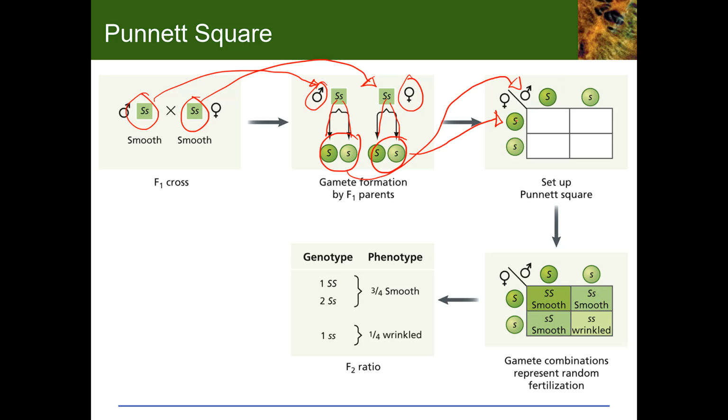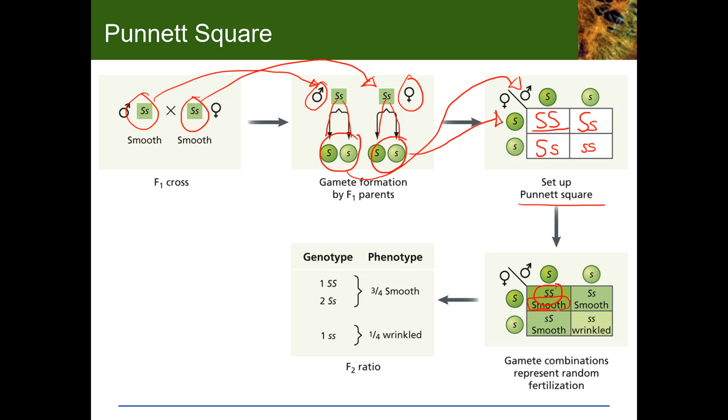Now, if we cross them, the only possibilities are we could get big S, big S, big S, little s, big S, little s, and then little s, little s. So I'm trying to draw them bigger and smaller so you can see. So this is called the Punnett square. And then what you can see is this big S as we have here is going to become smooth.